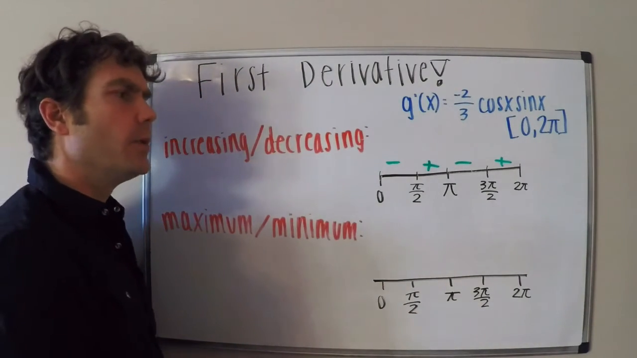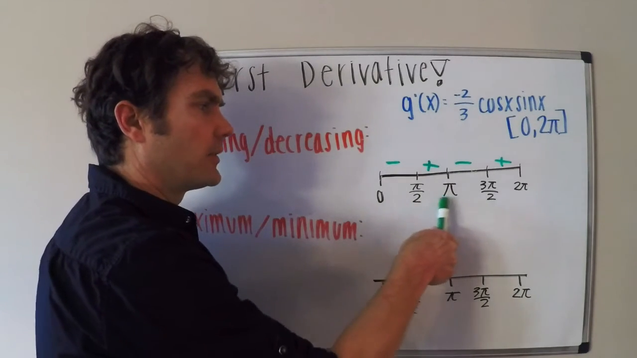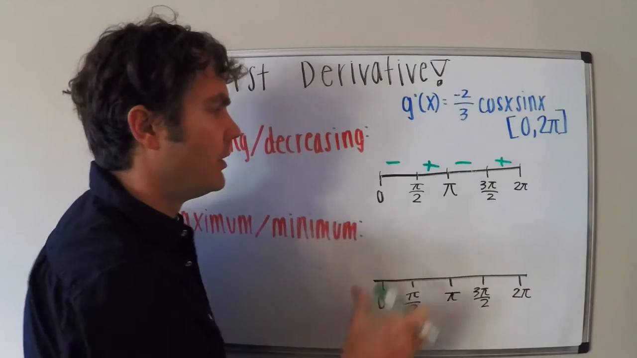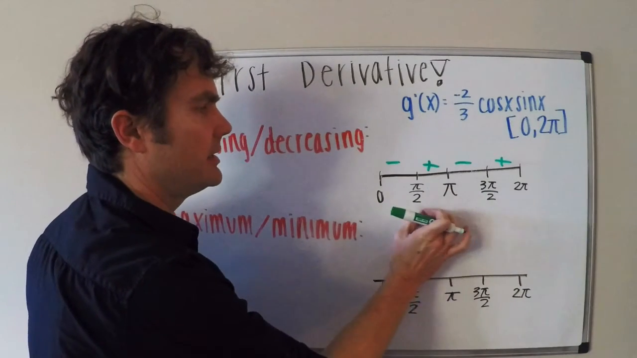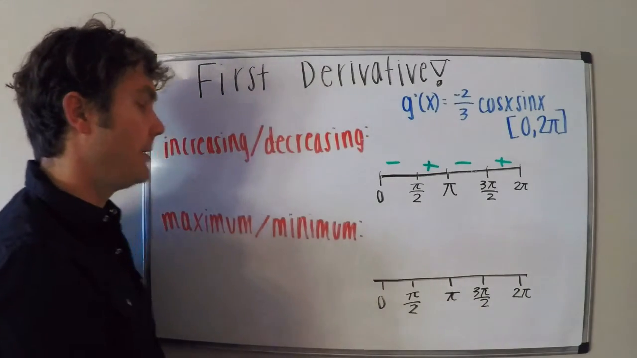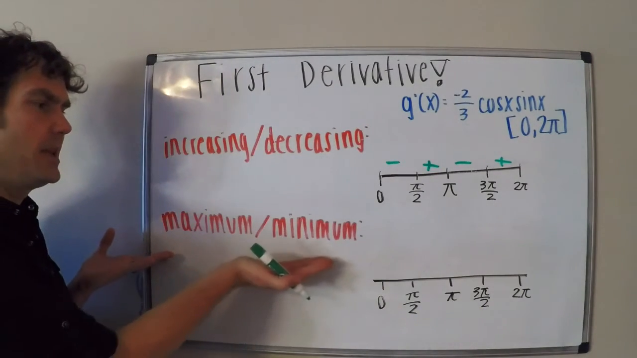Okay. So how did we get these values in the first place? It's pi over 2, pi, 3 pi over 2, and 2 pi. Well, obviously 0, but how did I get these values? How did I know it's switching? How did I know these were the intervals? That's all about finding the maxes and mins.